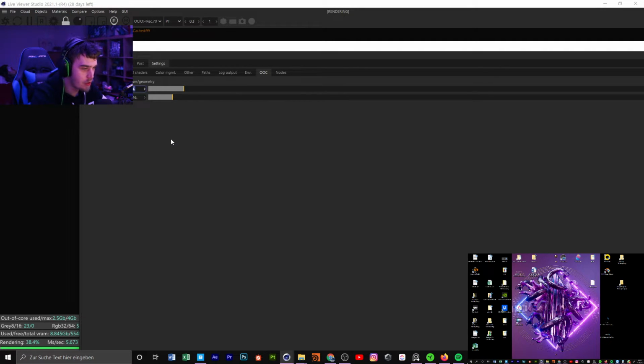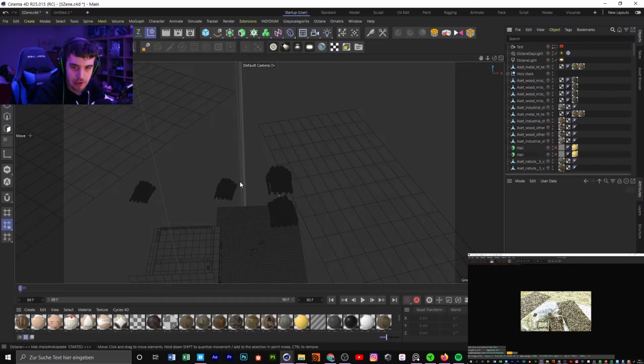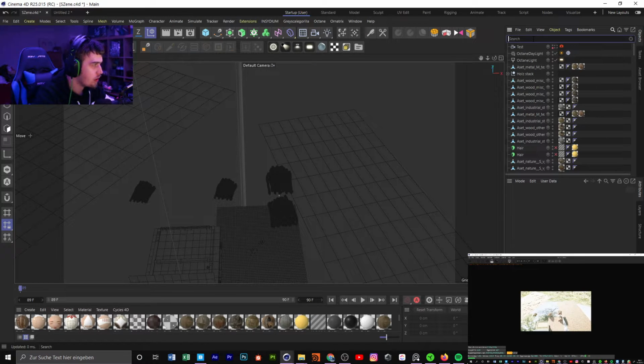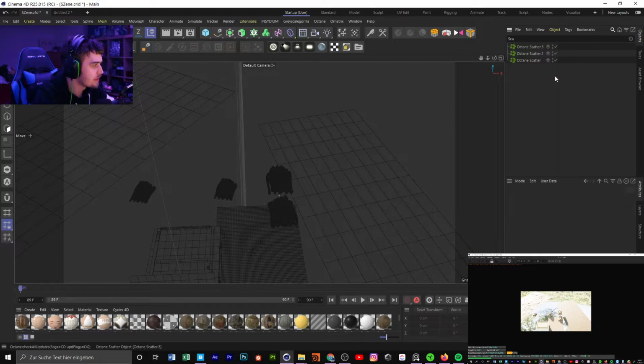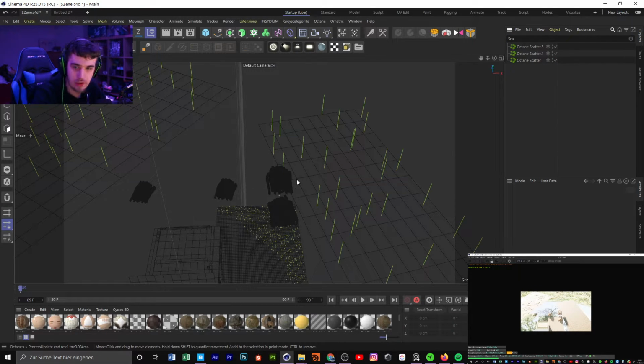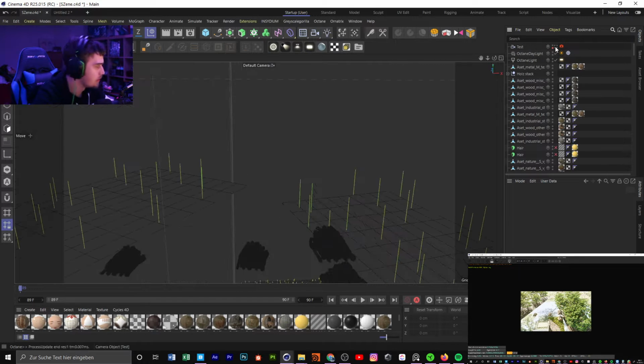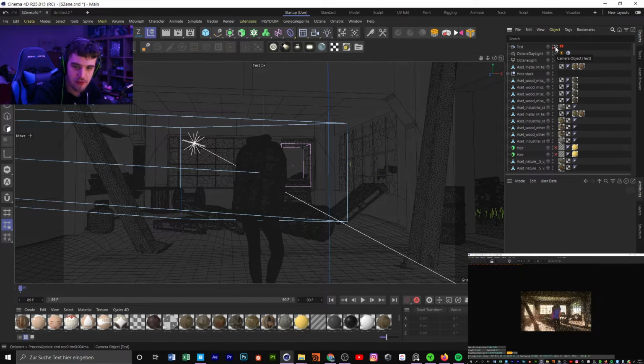I have 64 gigs of RAM, so I think I can do 32 without any problems. After I set this to 32, I can activate my Octane scatter, and the scene is working well without any problems. And yes, that's the solution for the polygon limit in Octane.